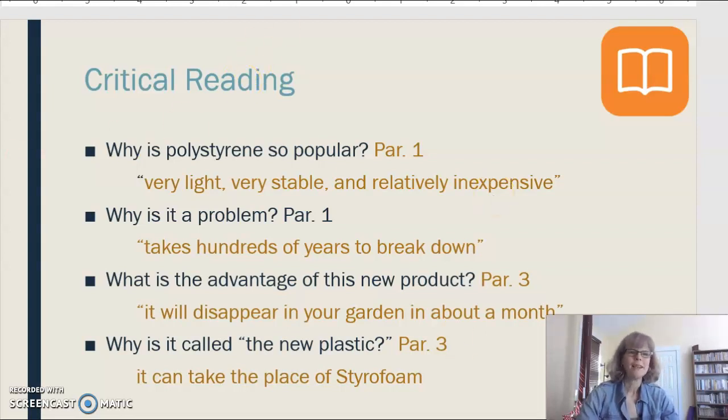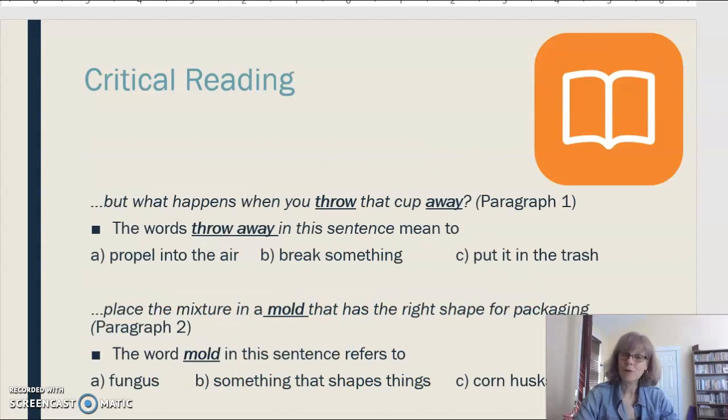So good work, guys. I have one more thing I want you to do as you use your critical reading skills, and that is taking a look at some of the vocabulary and context in these 3 paragraphs. So here, look at paragraph 1 and tell me, what would you say a good synonym is for this expression, what happens when you throw that cup away? What does throw away mean in that sentence? A, B, or C?